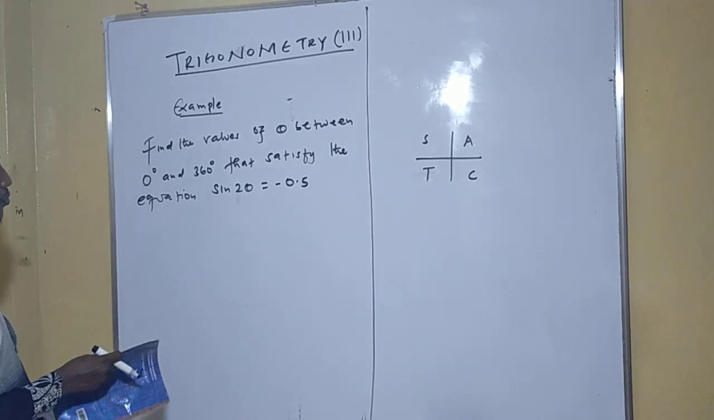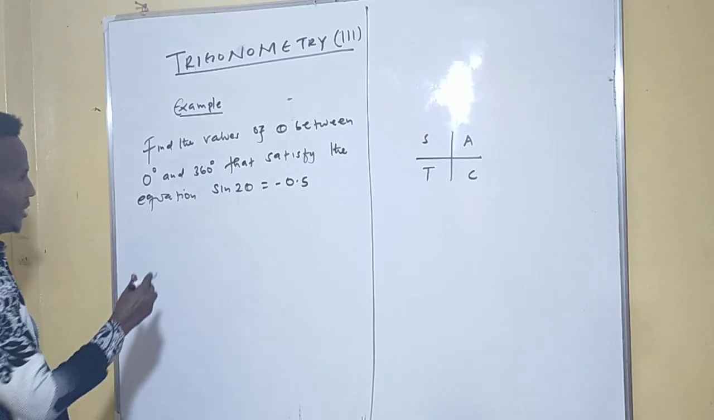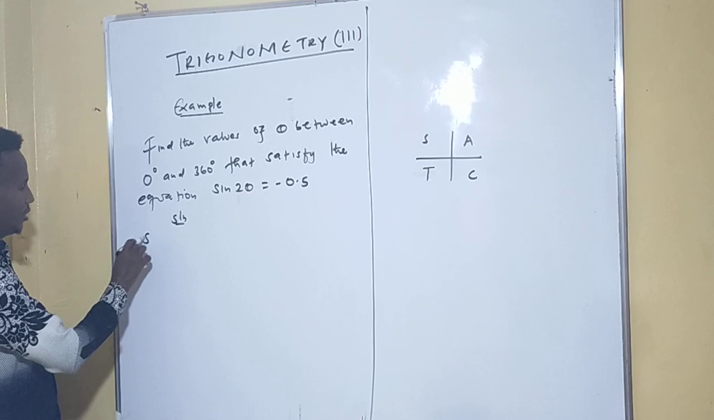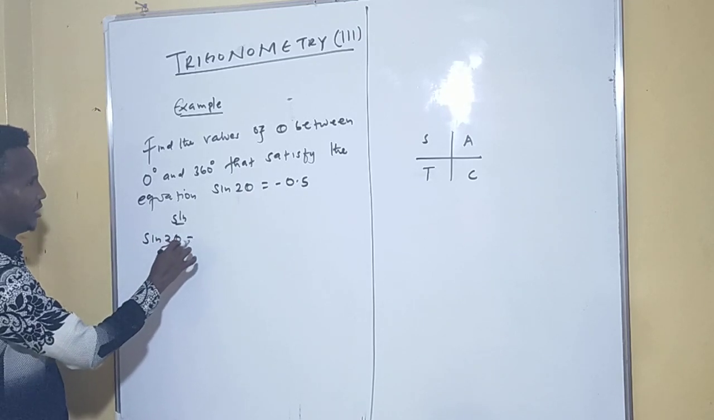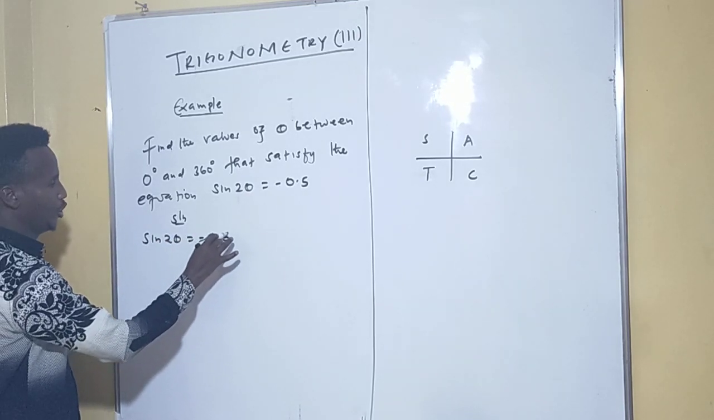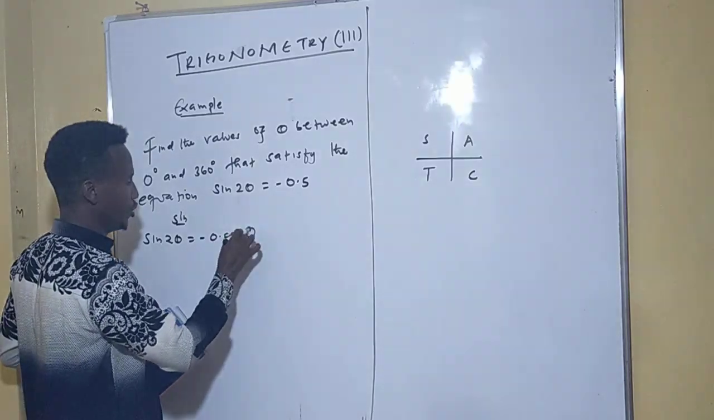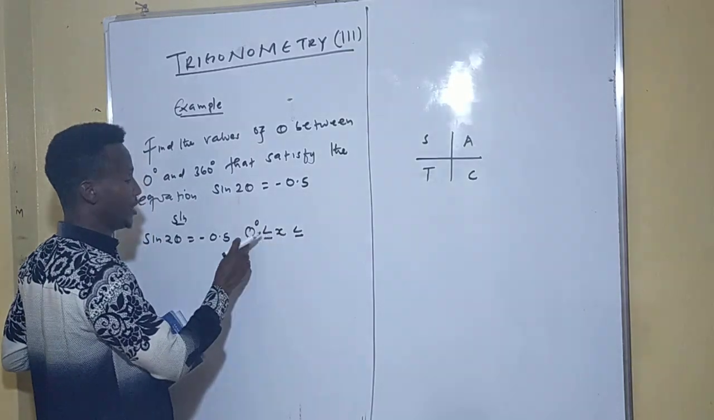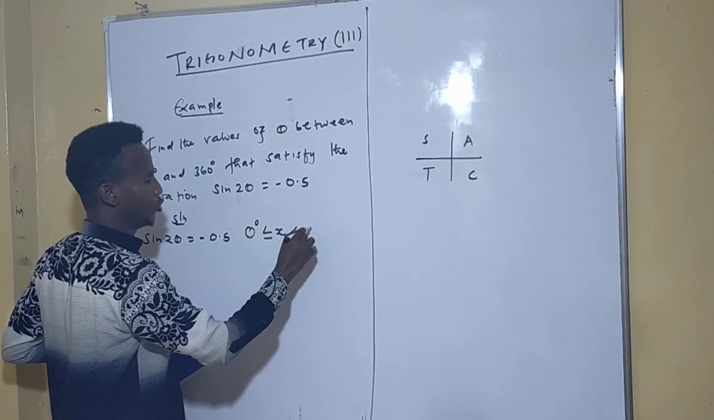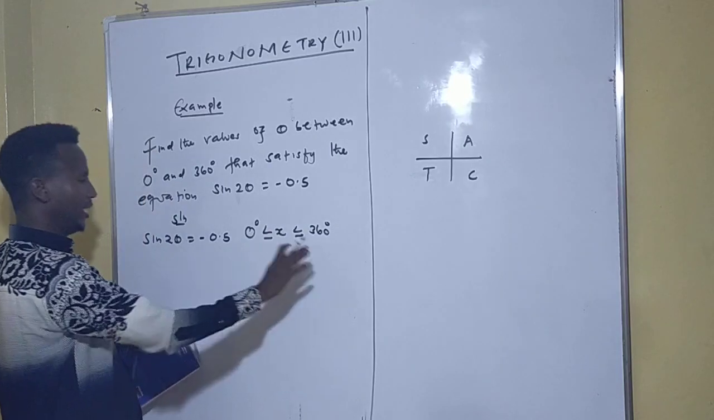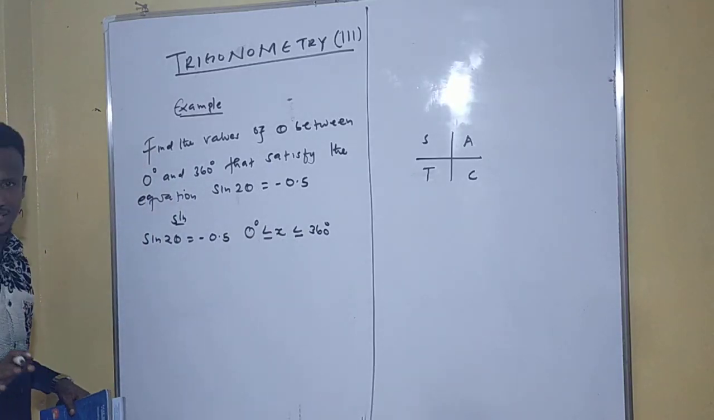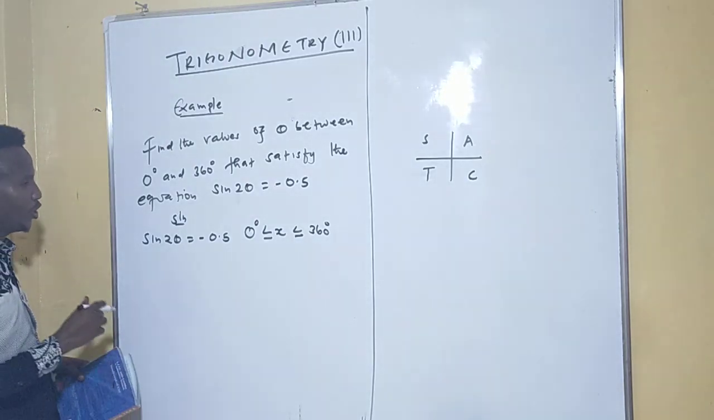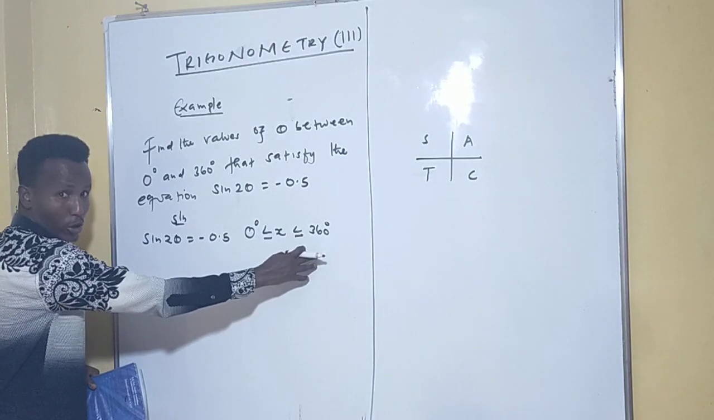So now, the first thing you're going to consider is coming to the solution. This is how we can write this: sine 2 theta is equal to minus 0.5, and this is the range, 0 degrees less than or equal to x less than or equal to 360 degrees. We can write it like this. Just understand. Make sure you take your time. So look here, forget this one, we'll come for it later on.